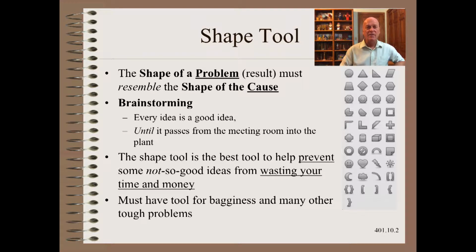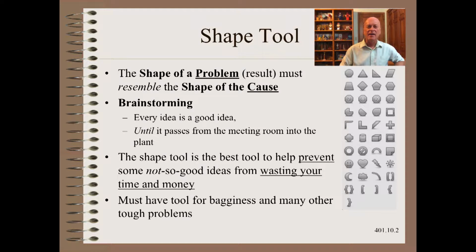Obviously, however, some ideas are better or way better than others, and some ideas are so bad that they may even violate the laws of physics. So, how do we prevent ideas, which are always assumed first to be good to begin with, from becoming bad when they pass through the meeting room doors and out into the plant where they cost you time and money? The answer is the Shape tool.